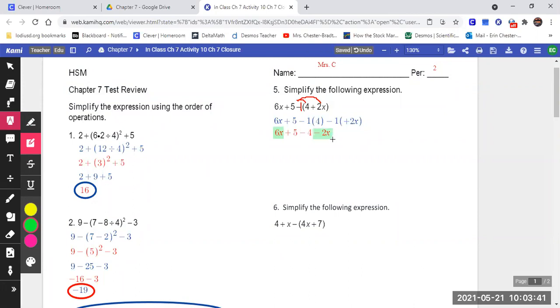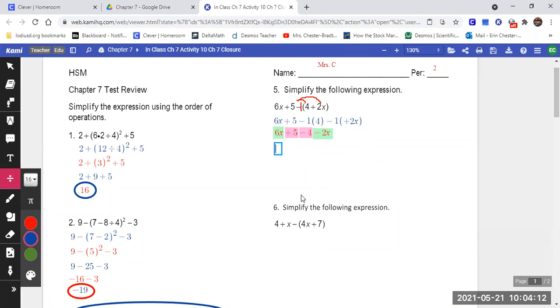Our x pieces, including their signs, and our number pieces, including their signs, color code it. It's been a long time since you dealt with these. Always letters first. So pull together 6x minus 2x, what would we get? Four x. And then we have a positive 5 with a negative 4. What would we get? Positive 1. It's done.